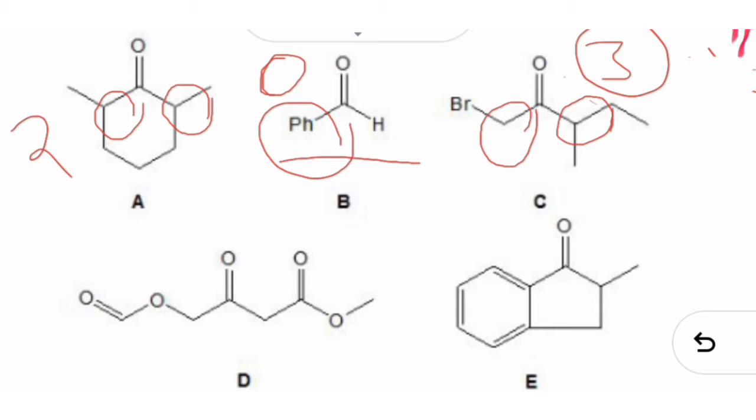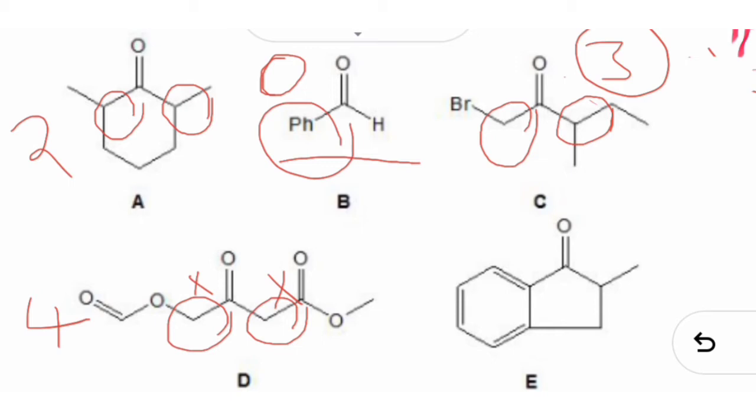Let's move to molecule D. It has 2 alpha carbon atoms, this carbon and this other one. This alpha carbon has 2 acidic hydrogen atoms, and this other one also has 2 acidic hydrogen atoms. So overall, this molecule has a total of 4 acidic hydrogen atoms. Let's move to molecule E.